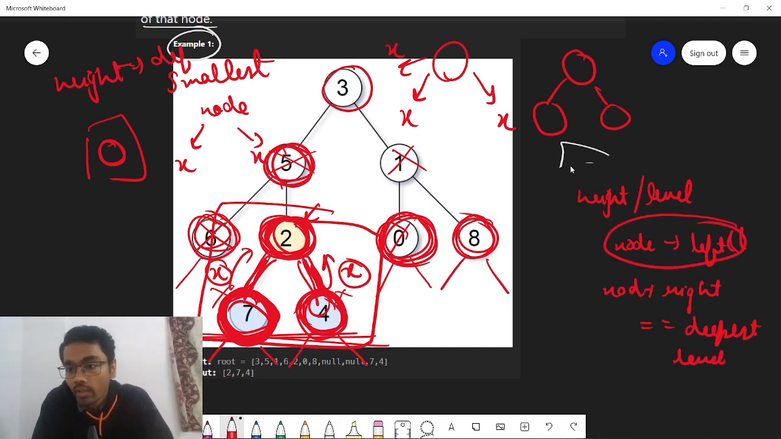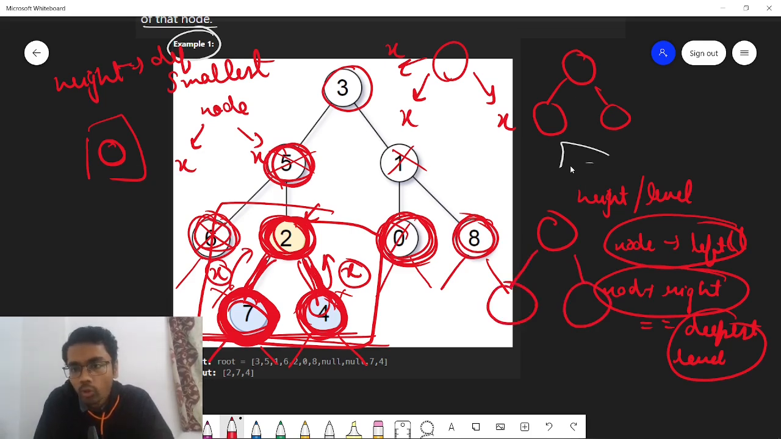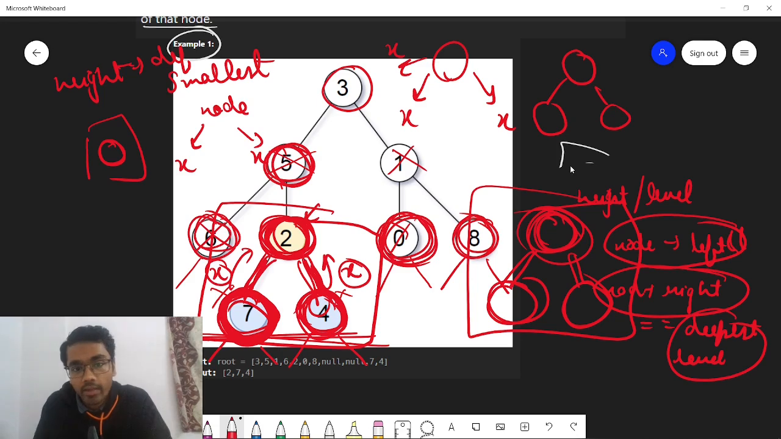Now if a node's left has a height equal to the deepest level and the node's right also has the deepest level possible, that means this node is the common node to both of these deepest level nodes. So this is the only node which contains both of the deepest level nodes, so we will be returning this particular node, and this will be the subtree that we get.